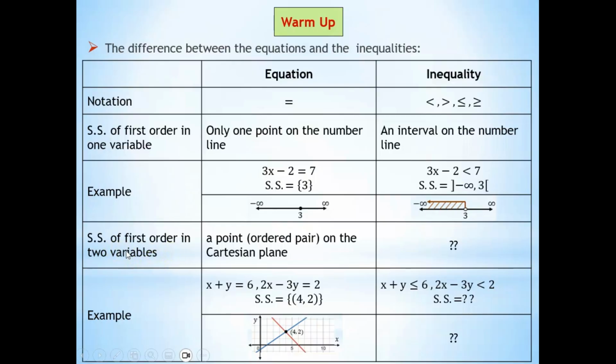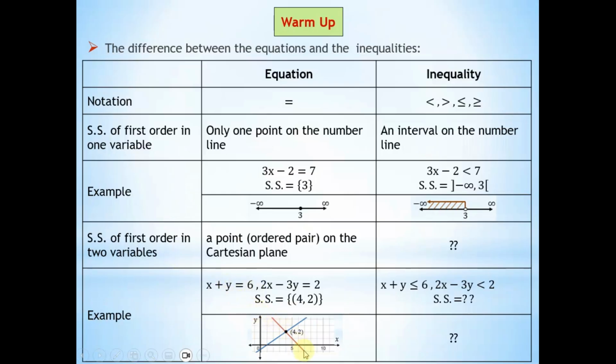Okay, the second case is first order in two variables. Two variables means I have a system of equations or a system of inequalities. For a system of equations, the solution set is only one element, as I mentioned. But this one element is a point. The point consists of an ordered pair, x coordinate, y coordinate, on the Cartesian plane. For example, I have a system of two equations, x plus y equals 6, and 2x minus 3y equals 2.